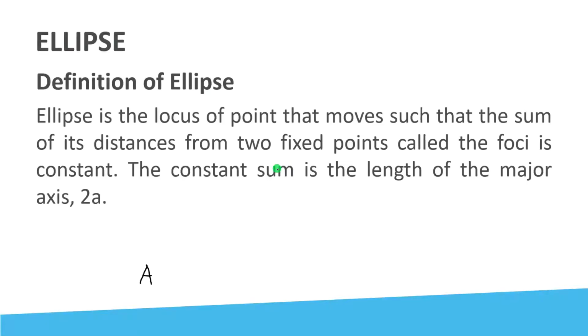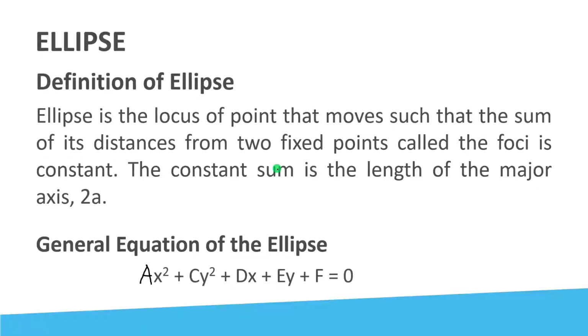The ellipse is the locus of points that moves such that the sum of its distances from two fixed points, called the foci, is constant. The constant sum is the length of the major axis. So here's the general equation of the ellipse. Usually, the coefficients of the x squared and y squared terms are not the same, unlike on a circle, where they are the same.